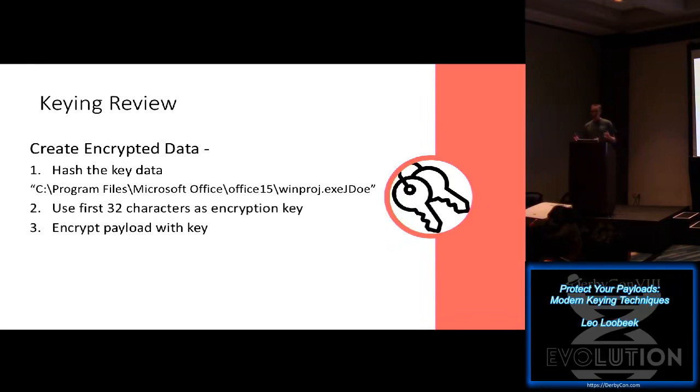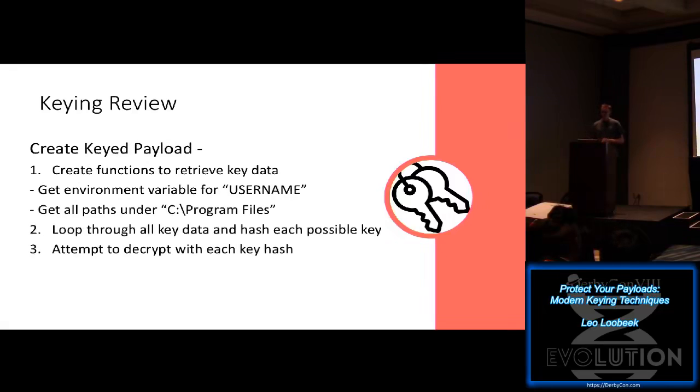So first, the attacker would create the encrypted data on his side. You can't use that string as a key because you're going to need 32 characters. So you hash the key data and use the first 32 characters, because AES encryption needs a 32 character key length. Then you encrypt the payload with that first 32 characters of the hash.